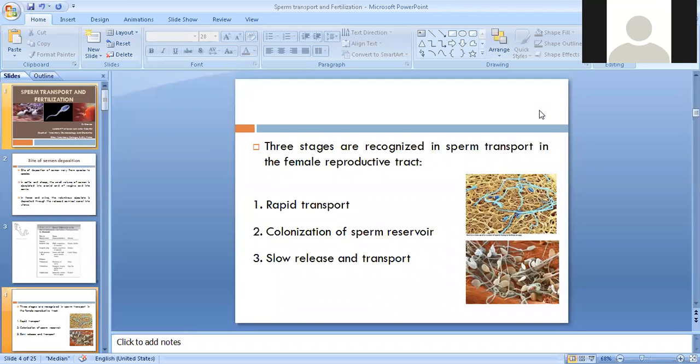So when we talk about sperm transport in the female reproductive tract, the transport is of three types majorly. One is rapid transport, then colonization of the sperm reservoir, and slow release and transport. So we will discuss these three one by one, how it happens.